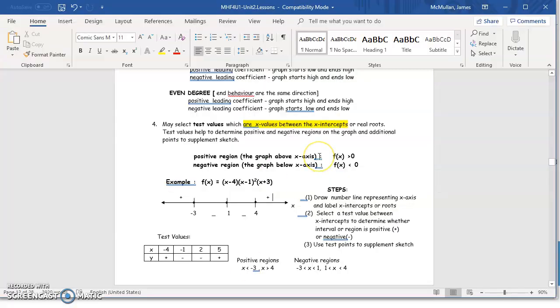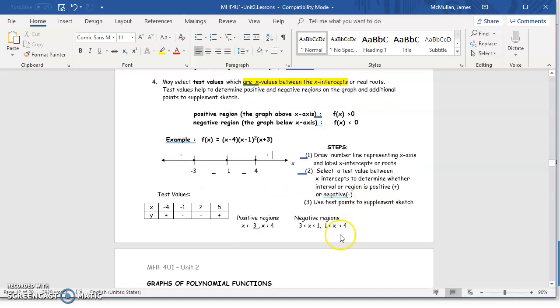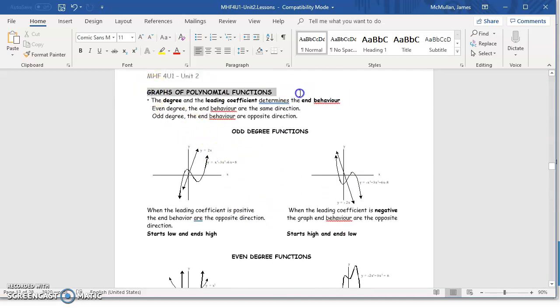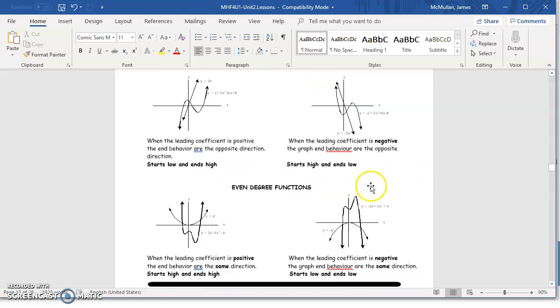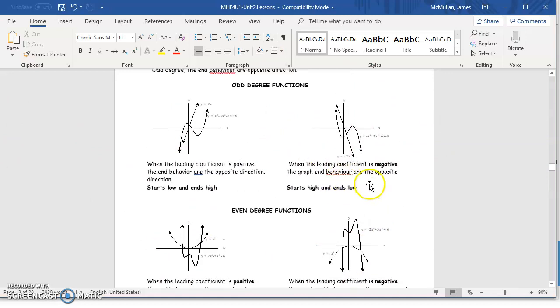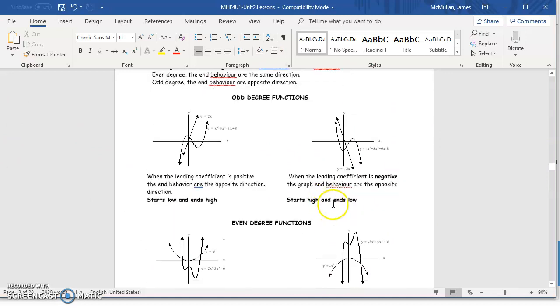This is what I'm talking about when I say a lot of this information is redundant. You already knew it, right? But it's about putting this together and checking your work as you go and making sure you have a coherent picture. So for the graph of a polynomial function, we know that the degree and the leading coefficient tell us everything we need to know about end behavior. Again, this is simply a rehash of what we've talked about for the last couple of days, but it's a nice summary of all that information.